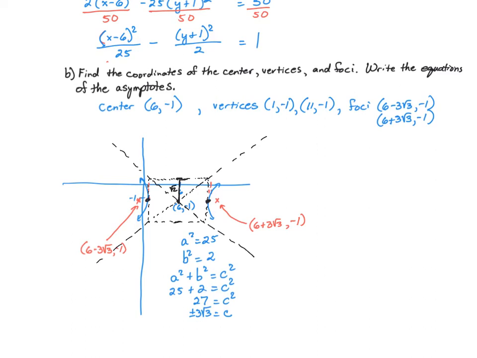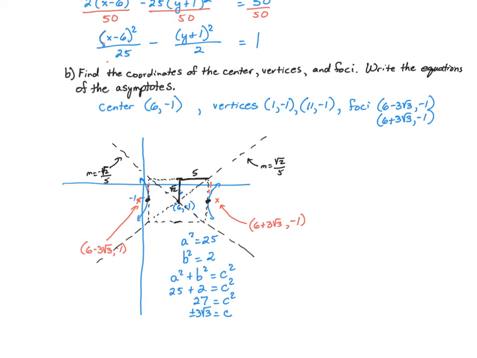And the run, remember slope is rise over run, is 5. So the slope of this line is the square root of 2 over 5. And of course, that means the slope of this line is negative square root of 2 over 5. Now that doesn't answer the question, what's the equation of the asymptotes?